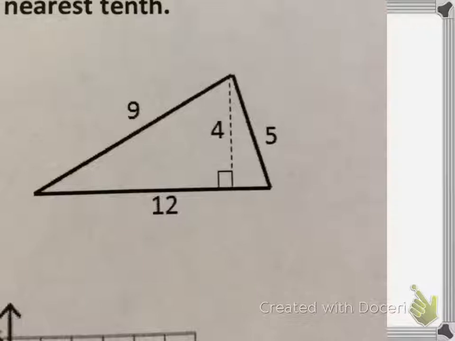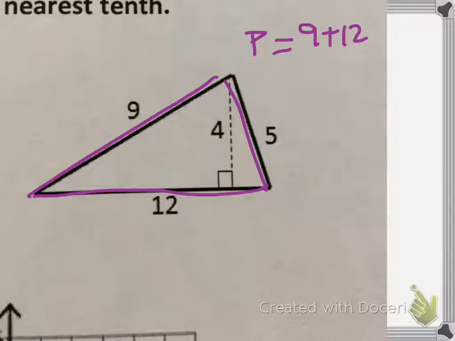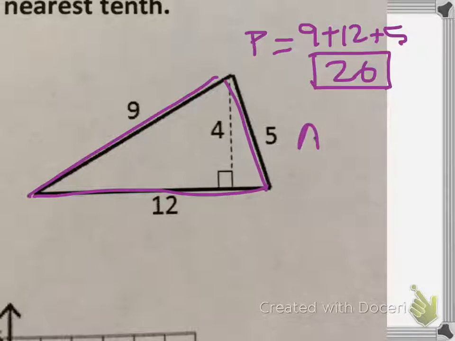All right, next problem. This time we're doing a triangle. So perimeter is pretty easy of a triangle. We're just going to add these outside edges together. So 9, 12, and 5. So 9 plus 12 plus 5 gives me a perimeter of 26. So that was simple enough.